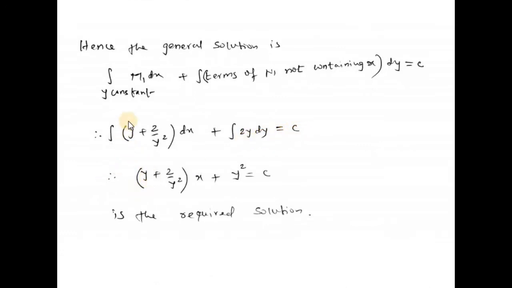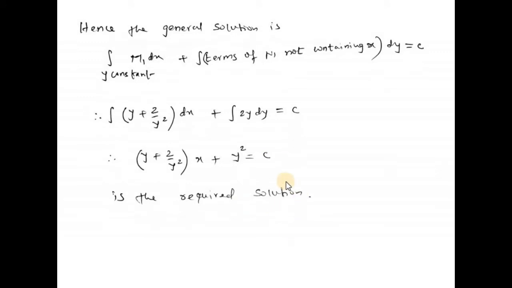So if we take integration of this term, that is y plus 2 divided by y square with respect to x, then this whole bracket is a constant, then integration 1 dx is x, okay, plus integration of y with respect to y will be y square divided by 2, so it will be y square is equal to c. So this is the required solution.